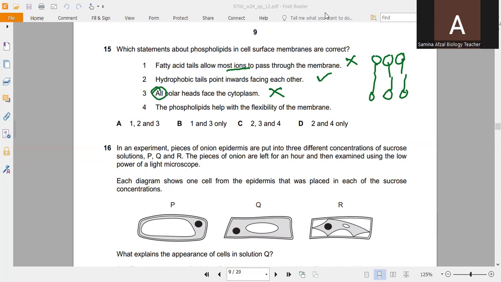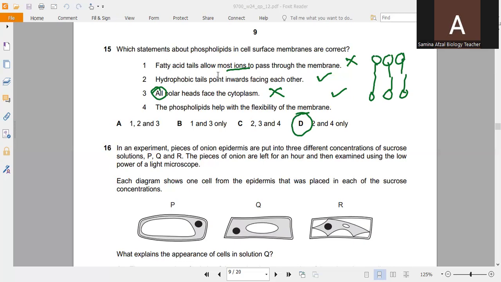The phospholipids help with the flexibility of the membrane. Yes, it's true. The fluidity of the fatty acid tails allow the membrane to be flexible, and this is essential for processes like cell signaling, endocytosis, and exocytosis. So according to these statements, we can say the statement number 2 and 4 is the correct, and it means the option B is the correct option. A, B, C are not correct options.